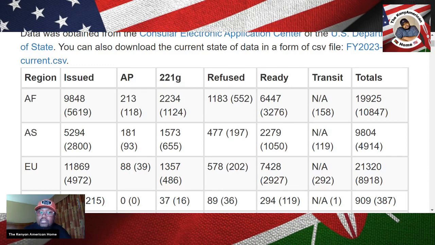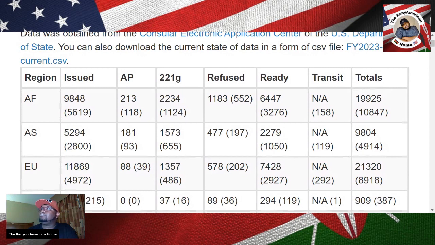There's 6,447 cases that have been issued 2NLs. This is 3,276 cases that 2NLs have gone out to say their interviews are ready. And then there's transit, which is the status between NVC with no action to ready. So 158 cases are in transit.